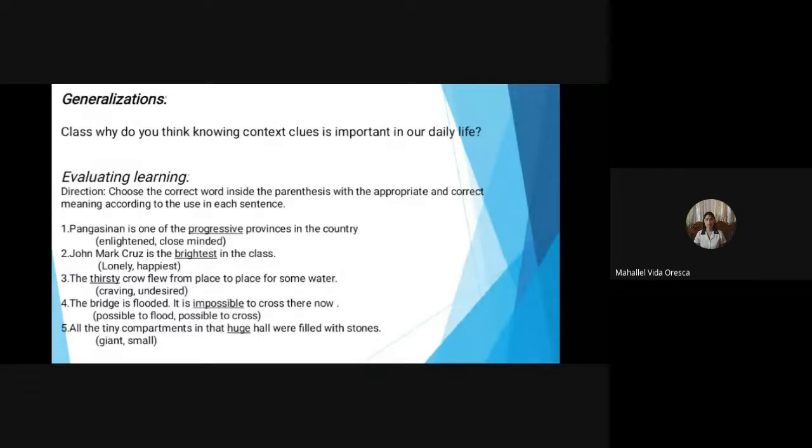Number 1, Pangasinan is one of the progressive provinces in the country. Number 2, John Mark Cruz is the brightest in the class. Number 3, the thirsty crow flew from place to place for some water. Number 4, the bridge is flooded. It is impossible to cross there now. Number 5, all the tiny compartments in that huge hall were filled with stones.